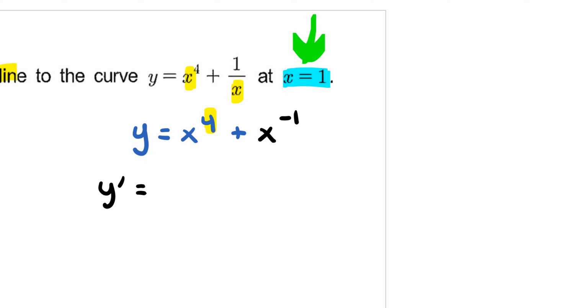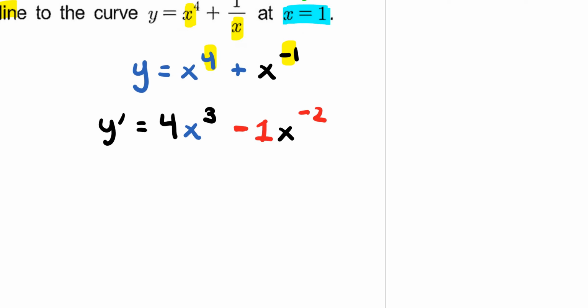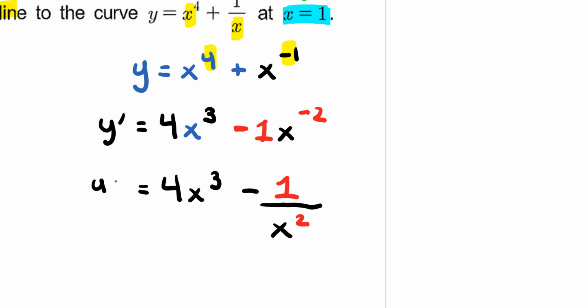Okay, so there's a 4 there, so that 4 can get soccer kicked to the front. So that's going to be 4x to the power of 3. And then this 1 can get soccer kicked to the front, so that's going to be negative 1, and then x to the power of negative 2. After that, we're going to rewrite this as 4x cubed minus 1, and then on the denominator, we'll have x to the power of 2. And this will be y prime.